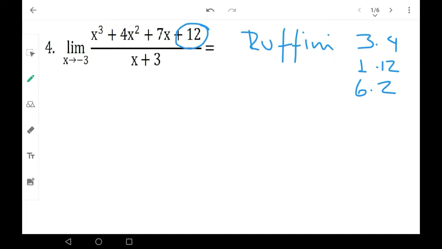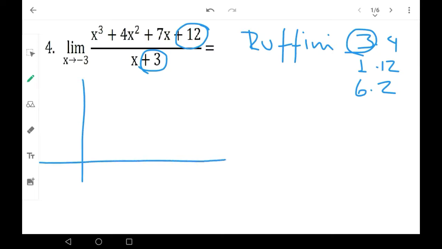Since I use factoring to get rid of something or to simplify something with the denominator, I can see that I have a 3 here, and I also have a 3 here. So I may use the 3. But remember that when we talk about Ruffini, we will use the roots. So for the Ruffini method, I will use the same number, but with a different sign, because that's the root.